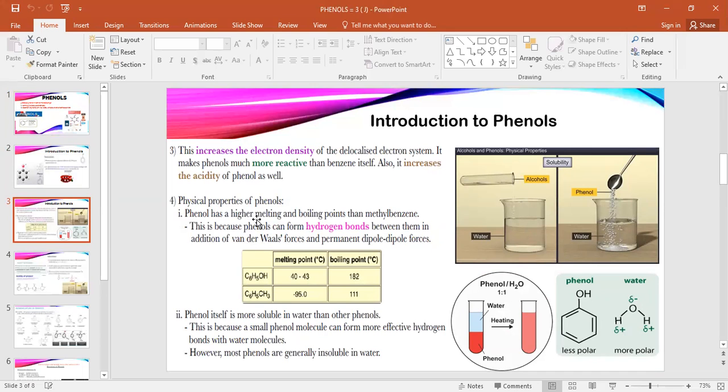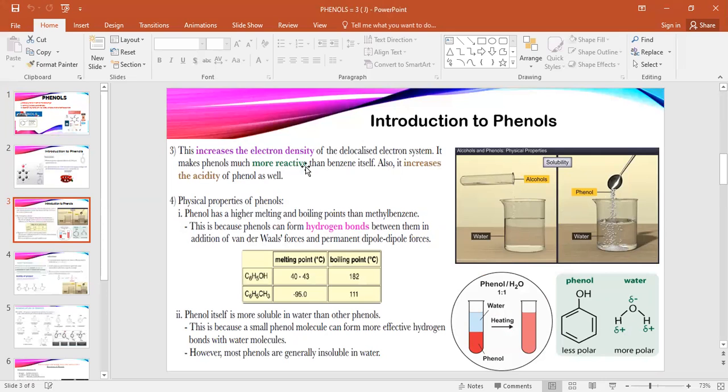These are the physical properties of phenol. You can study their melting point and boiling point, and which type of bonding is present in phenol, the hydrogen bonding because of OH. And what happens when we dissolve alcohol into water and phenol into water, which one is more soluble. So the solubility of phenol: you need to check which one is more soluble, alcohol or phenol.